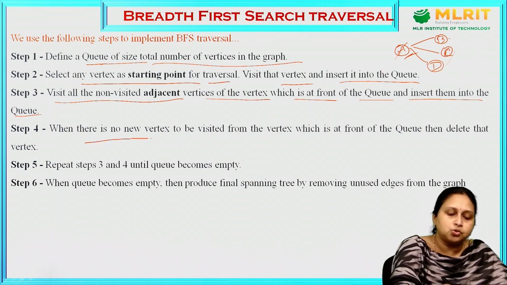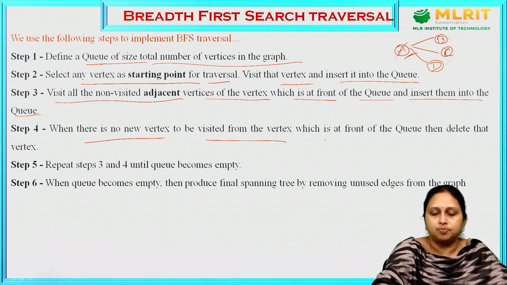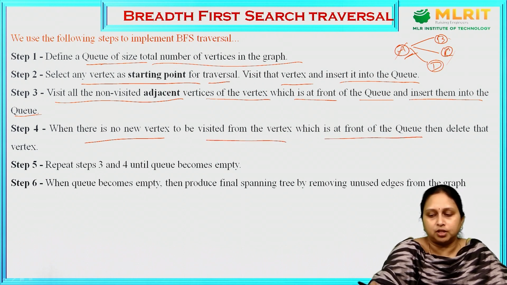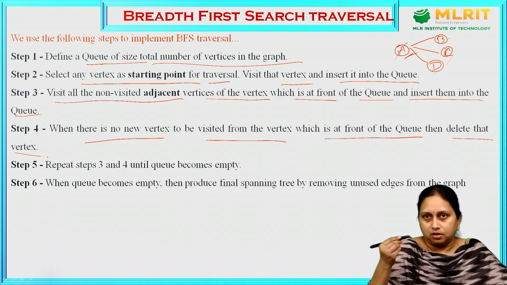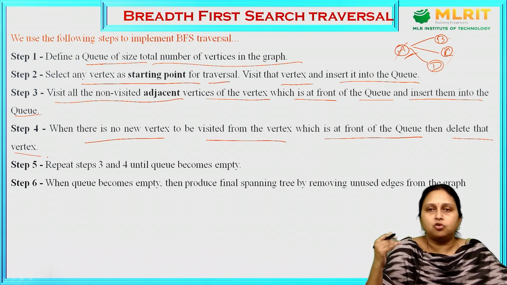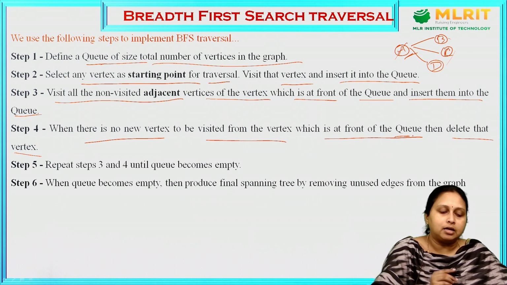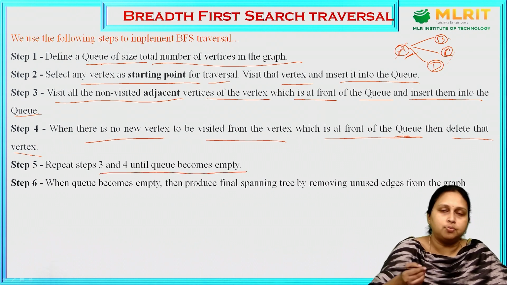When there is no new vertex to be visited from the vertex which is at the front of the queue, then delete that from the queue. That means the same thing. Whatever adjacent vertices you have, we place them into the queue. If you don't find any adjacent vertices after placing them, then we remove it from the queue. And repeat steps 3 and 4 until the queue becomes empty.